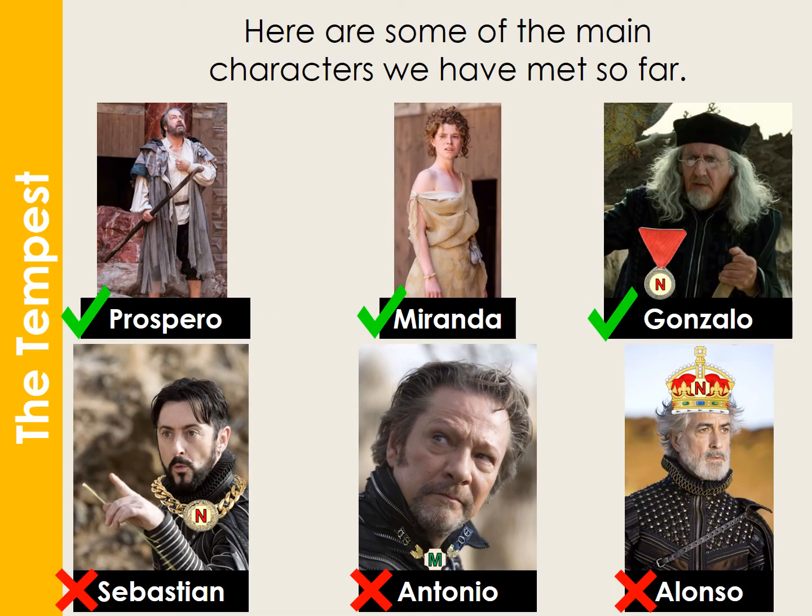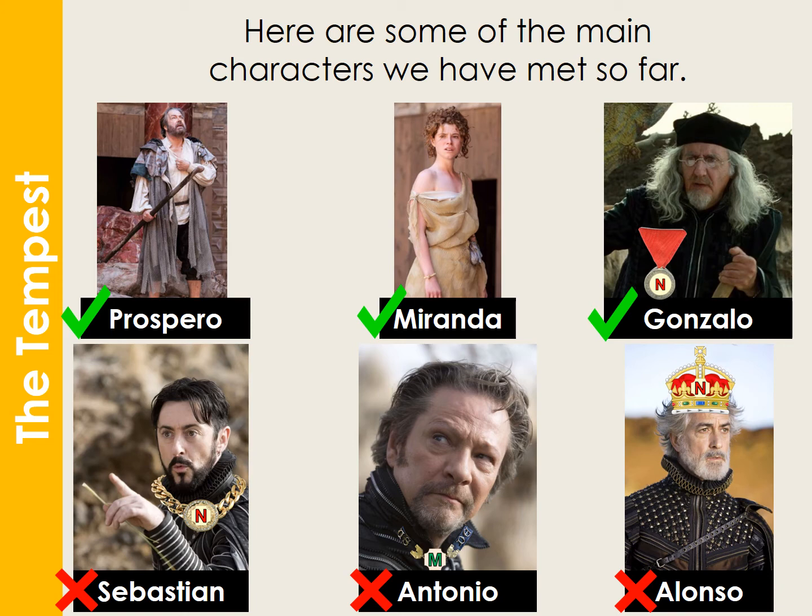Okay, so we've got Prospero, Miranda, Gonzalo, Sebastian, Antonio and Alonso. So at the moment, at this stage in the play, we know that Prospero and Miranda were marooned on an island. They were exiled there against their will by Antonio and Alonso. So at the moment, we do feel sympathy for Prospero and Miranda, which is why they have a green tick next to them. So at the moment, these are good characters, we believe.